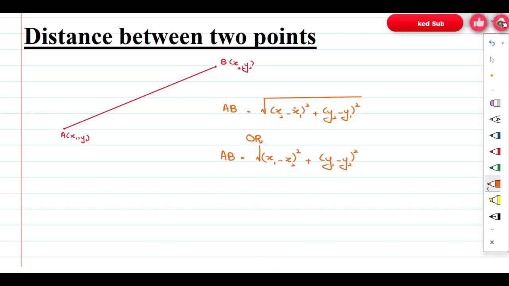Because this is inside the square, you can take x2 minus x1 or x1 minus x2. The whole answer should be square, so it must be positive, right? Okay, so you can use any one form. So this is the formula which we apply to figure out the distance between 2 points, right?